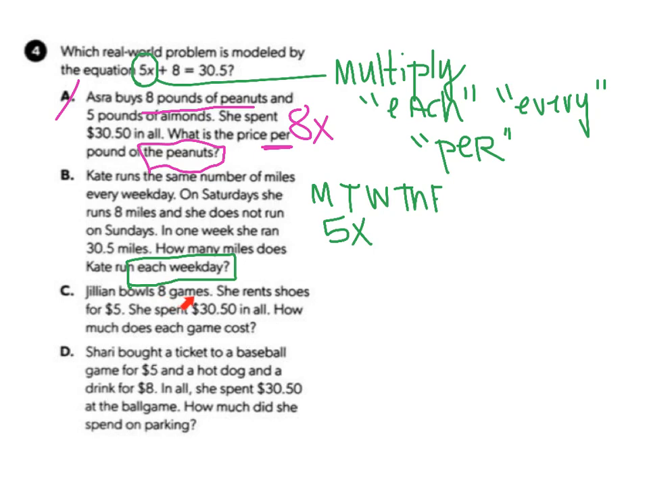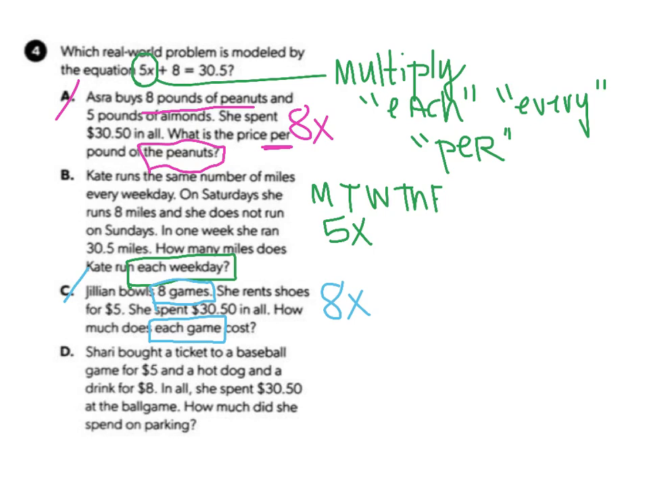Jillian bowls 8 games. She rents shoes for $5. She spent $30.50 in all. How much does she pay for each game? Or how much does each game cost? That's the word each. I'm going to go back and look and see if the 5 or the 8 goes with games. And when you look up here, it says 8 games. So that means 8 would have the X on this one, which is also wrong. We don't want that.